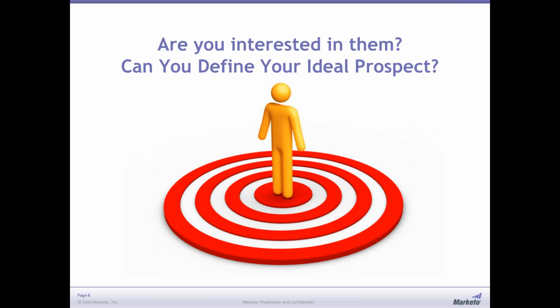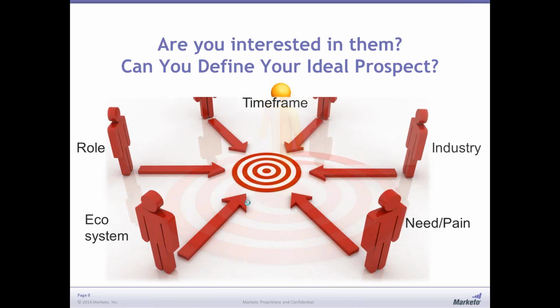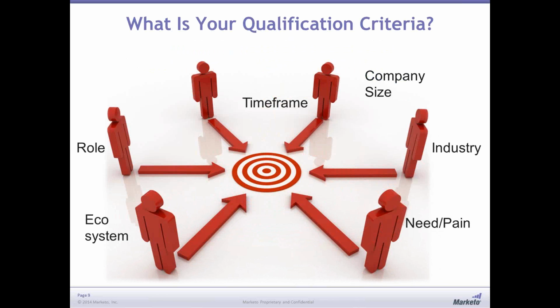Or the other question you may ask: can you define your ideal prospect? What do you want in your ideal prospect to become a buyer? These are a couple of questions. What is your qualification criteria? Typically, it's very simple: do you have BANT criteria defined? What BANT means is budget, authority, need, timeline. We all know that, pretty straightforward.